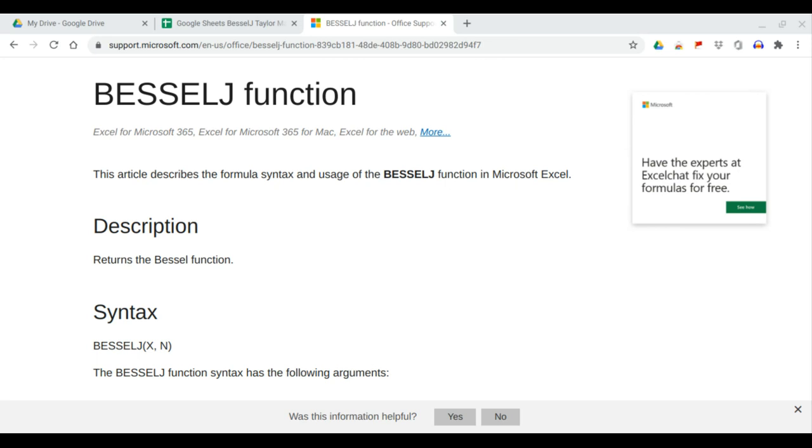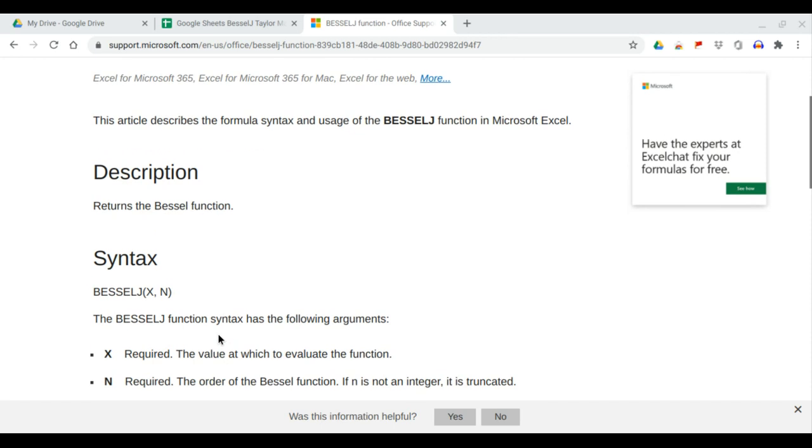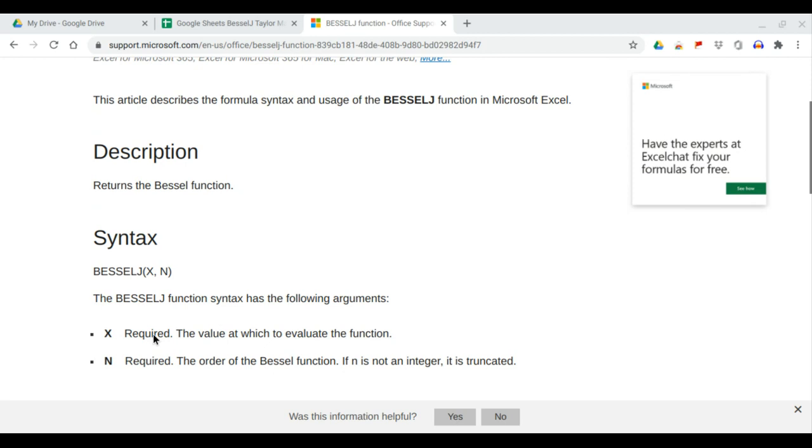BesselJ function. BesselJ function is a first kind Bessel function with the syntax BesselJ(x, n). X is the value at which to evaluate the function, and n is the order of the Bessel function.